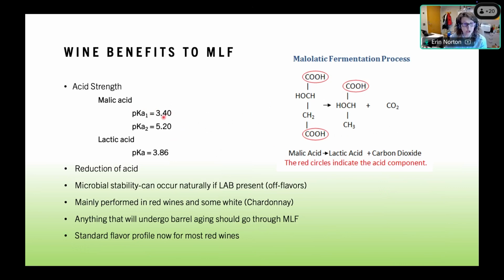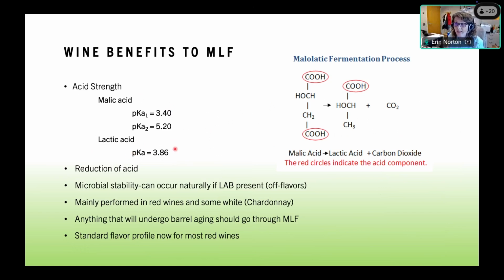So we've got a pKa of 3.40 for malic acid, so it's low, and then a pKa of lactic acid of 3.86. So it raises the pH, or it lowers the acidity. Remember, the higher the pH, the less acidic it is. So why are we doing MLF? Okay, so you get this reduction of acid.